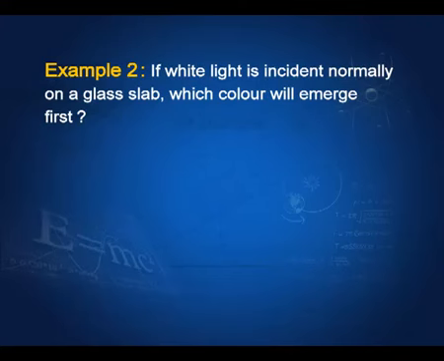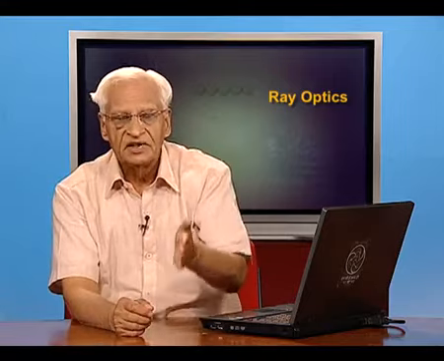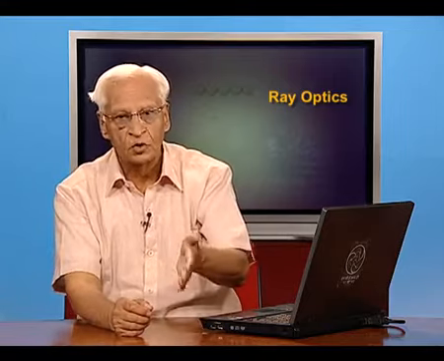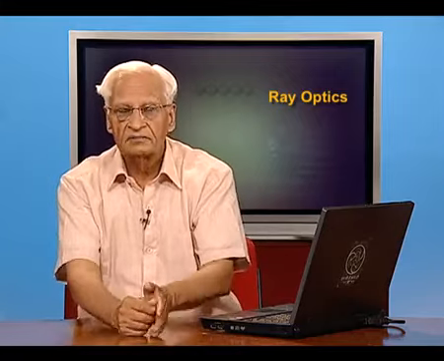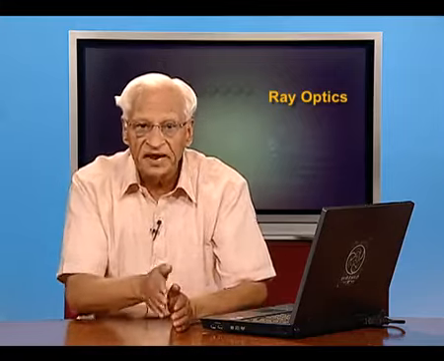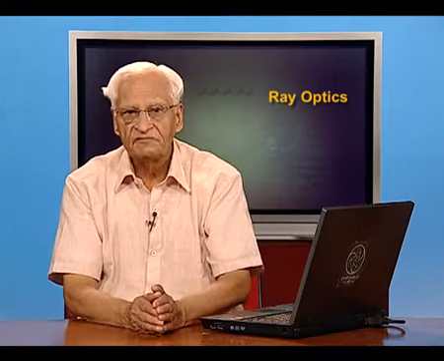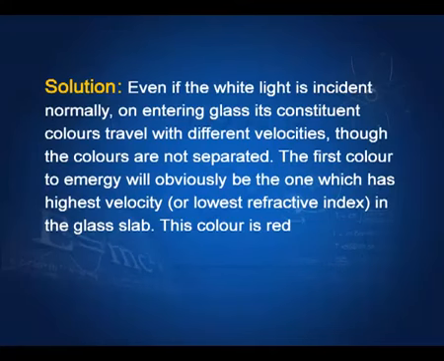Example 2. If white light is incident normally on a glass slab, which color will emerge first? You see, the light is entering normally, that means the angle of refraction is 0 for all the colors in the white light. However, they travel with different speeds through glass, and we have seen that the speed of red is maximum. Therefore, the red color will come out first.